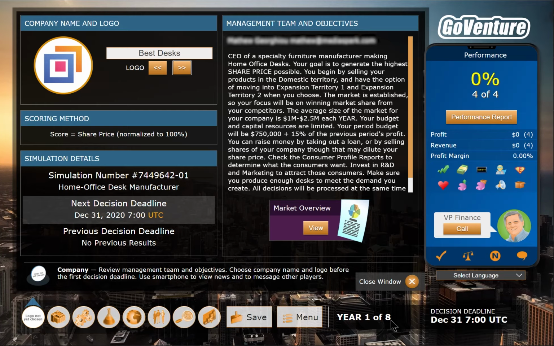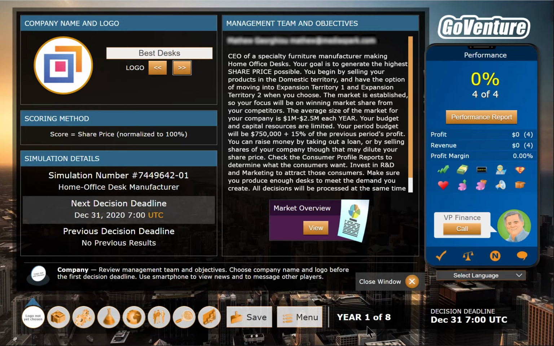Your simulation might be different. Your period might be months or quarters or weeks. And the number of periods you're going to play could be different as well. But in this case, we all start in the first period, and we all have an opportunity to make decisions.